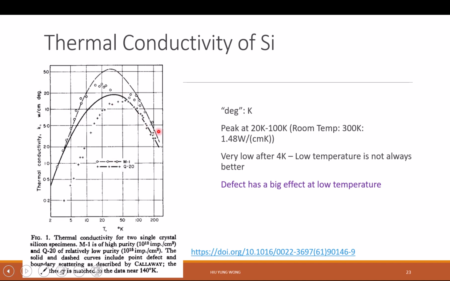Also, there are two curves, right? The top curve, the circles, is some good silicon, which has a high purity, only 10 to the power 12 impurities per cm cubed. These crosses are worse. They have 1,000 times higher impurity, but still low actually for silicon. But you can see that the thermal conductivity dropped a lot. So with defects, you also affect the transport. Of course, we will not study this, but actually this is a very profound physics topic.